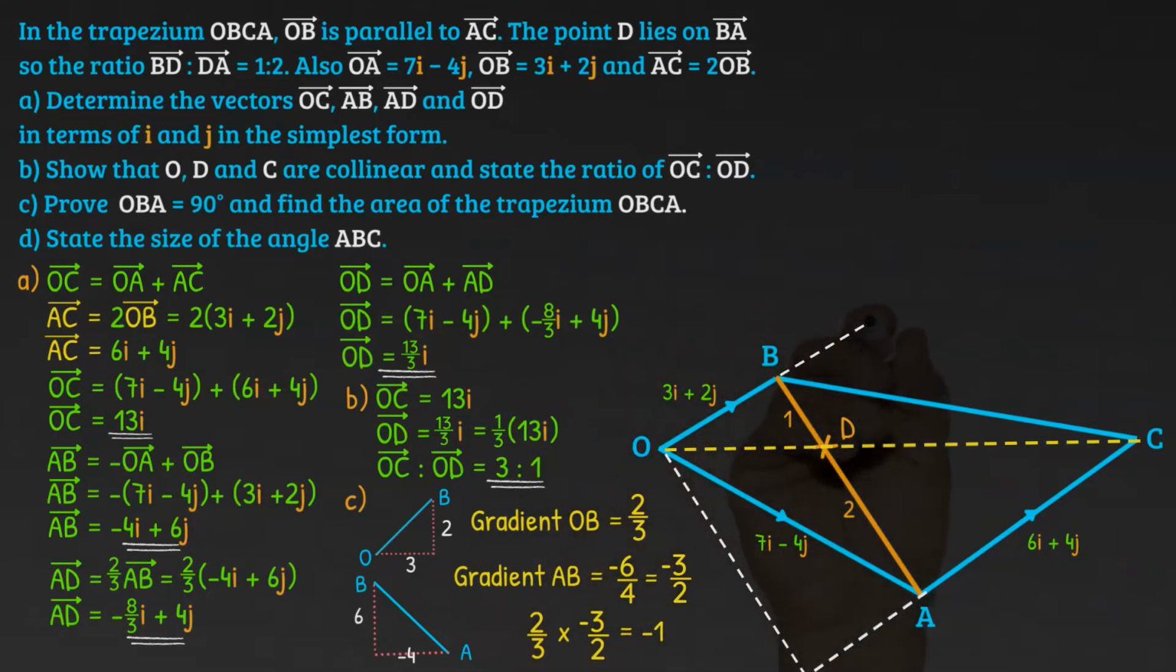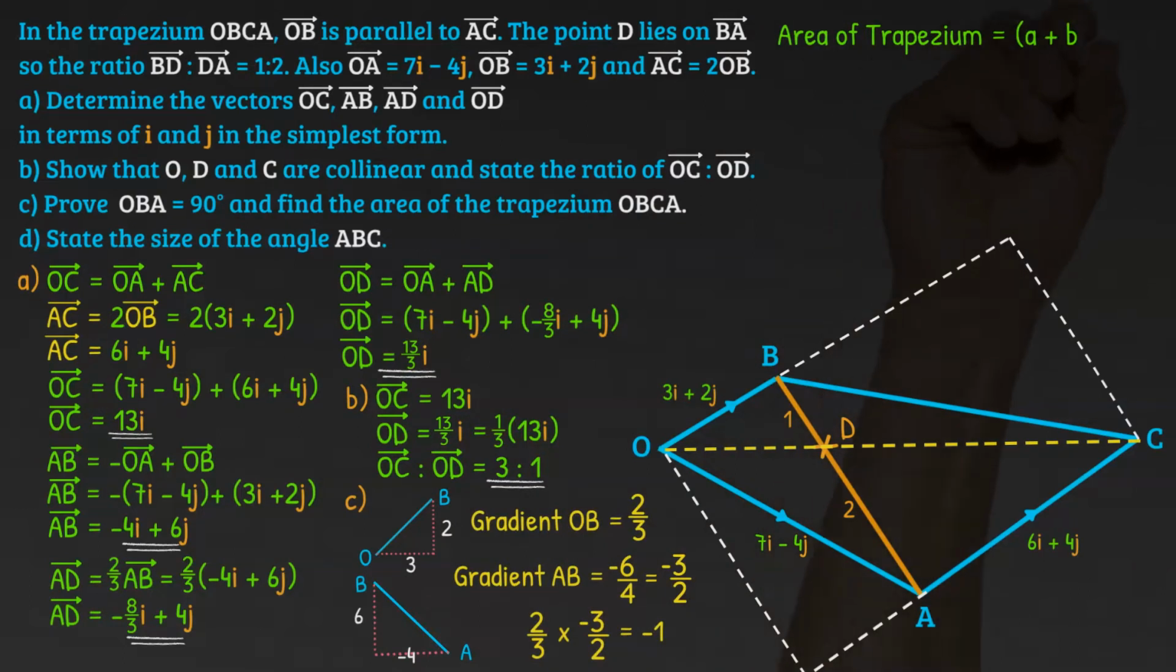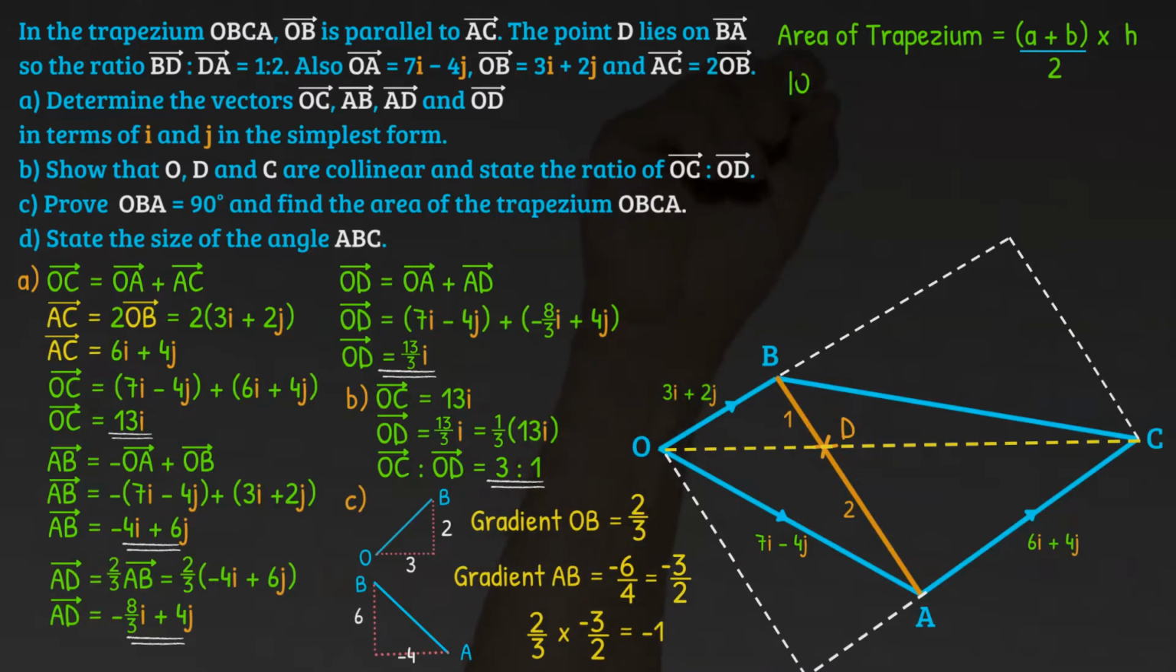Now, to find out the area of the trapezium, which is exactly half of this rectangle, we can use this equation, which is the addition of the two parallel sides divided by 2 times by the height. So that is equal to the length of OB plus the length of AC divided by 2 times by the length of AB, which is the height. So first we're going to work out the length of OB using the method that we've used in previous videos, and that is equal to √13.